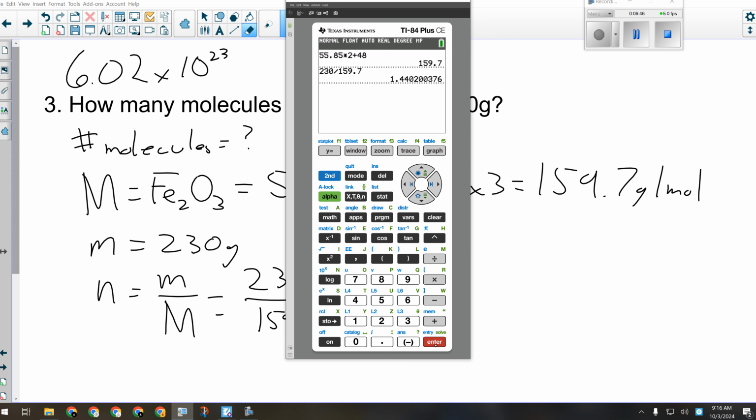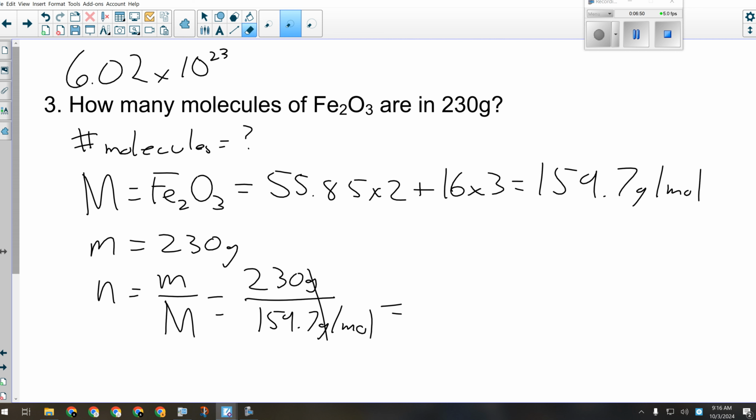Okay, so that makes sense with our estimate there that it should be greater than 1, so 1.44 moles. Do I keep all those decimals? Definitely. I'm multiplying by a gigantic number. All of those decimals will be important when multiplying by this monstrosity here.